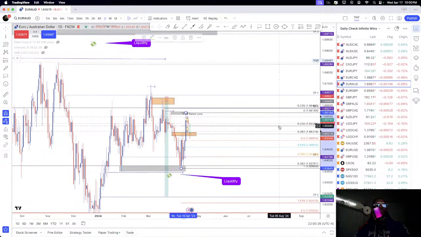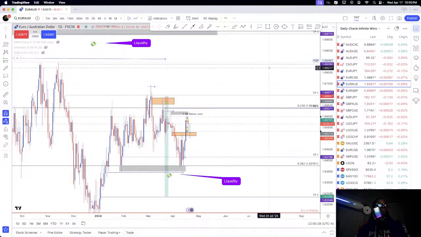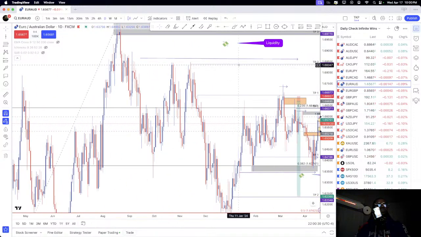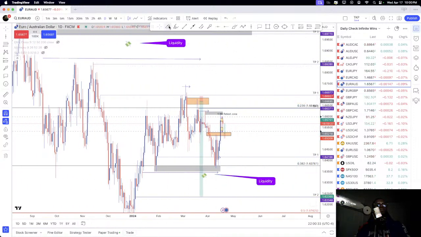We can get rid of this now. And let's figure out where price is going. We'll also get rid of these TPs. Let's clean this thing up a little bit.